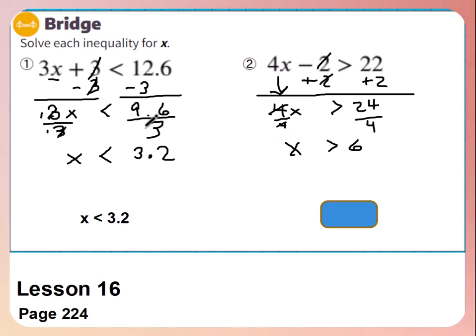Now the only thing we have to be careful about when we're solving inequalities is if we ever multiply or divide through the inequality by a negative, this symbol is going to reverse, and we're going to see that coming up. It will also be on the test.